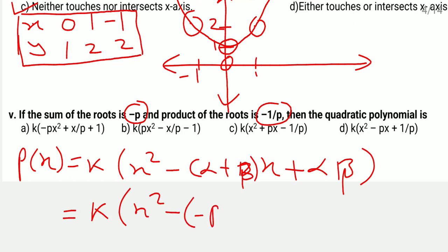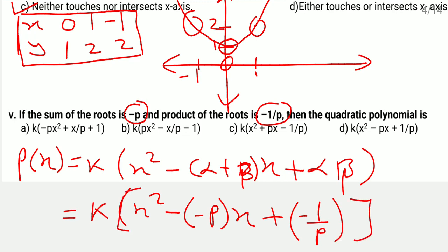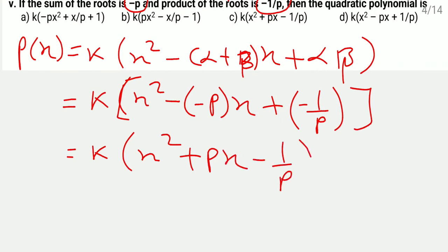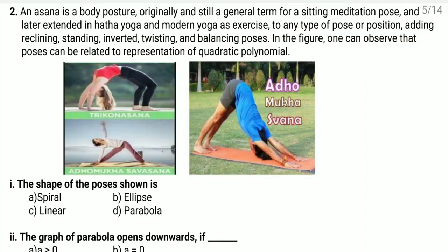So at this place I will write down minus p into x plus, and the product is given as minus 1 by p. Okay, so this one. Now I will write it in a proper format, which is equal to k in the bracket x square plus px minus 1 by p. Just check which option is the correct one now. So option C is the correct one: k x square plus px minus 1 by p. So option C is the right one. Come to the second question.